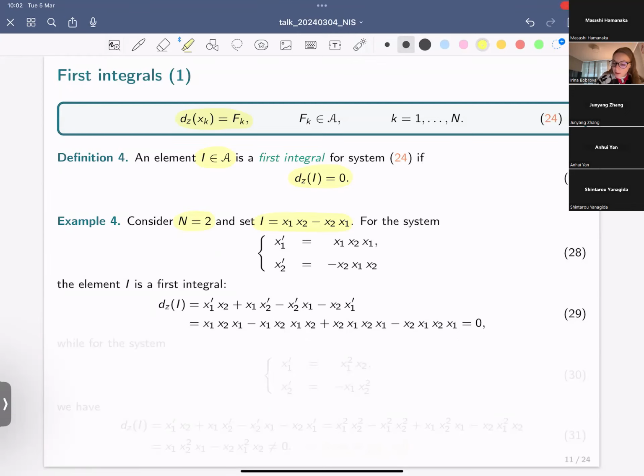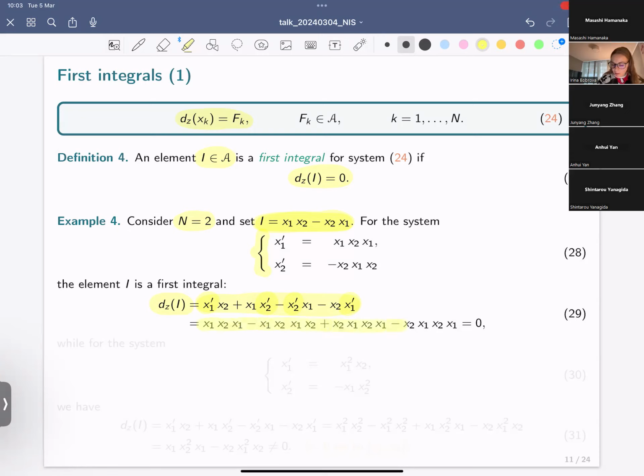And one can verify that this element is a first integral in the sense of the definition for the system 28. The verification is just a direct computation. We take a derivation of our element I, just using the Leibniz rule. Then each x prime we replace with the corresponding expression in the right hand side of the system 28.